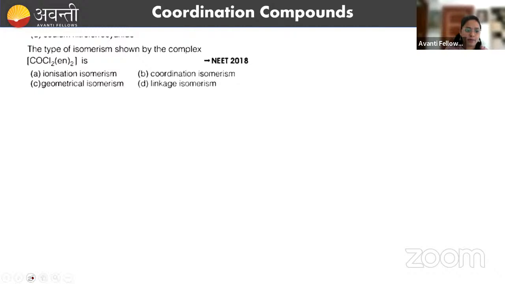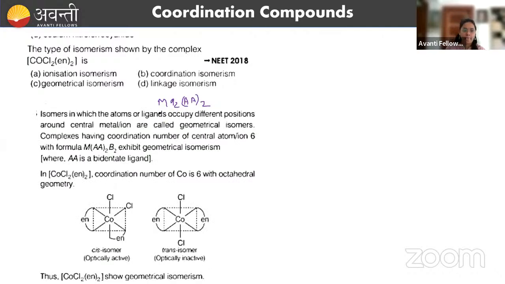तो isomerism पे अभी मैंने दो चार प्रॉब्लम्स लिए हैं. Let's solve them. The type of isomerism shown by this complex will be ionization, coordination, geometrical isomerism, linkage. So this is what, Ma2B2, right? Ma2B2 exhibits geometrical isomerism since en is what? Bidentate ligand. It can show cis and trans isomers. That's why they will show the geometrical isomerism.